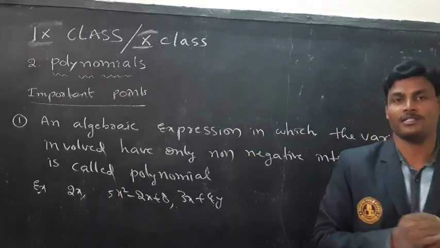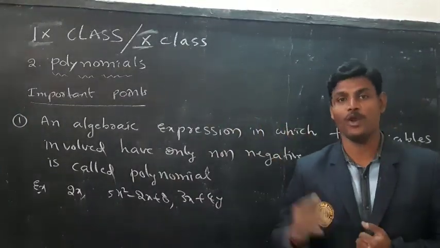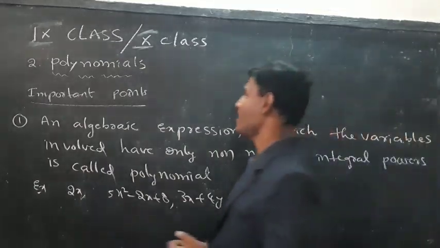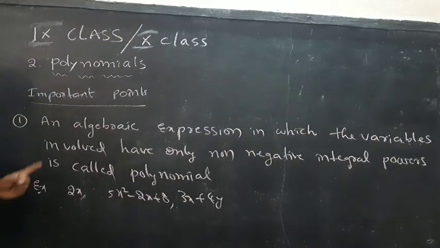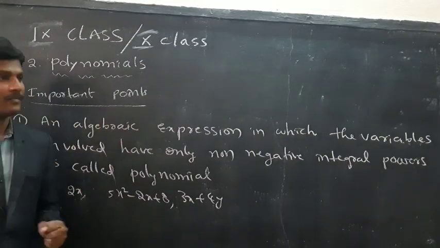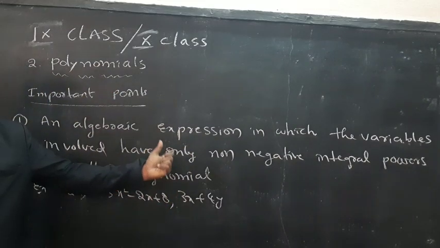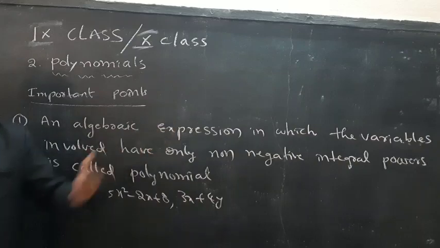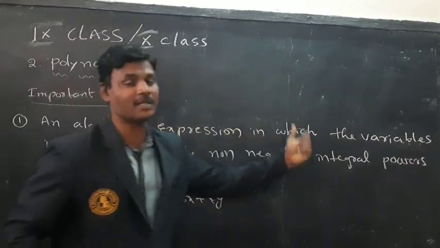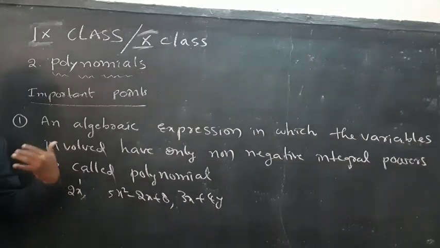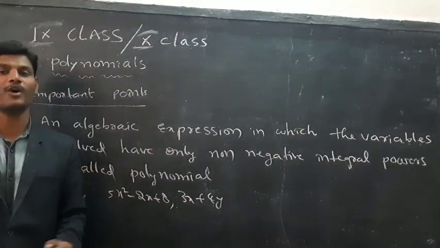Here are the basic, important points from polynomials. This chapter is important for 9th class and also 10th class. First of all, what is a polynomial? A polynomial is an algebraic expression in which the variables involved have only non-negative integral powers. It means non-negative integer powers. For example, 2x. Here x is a variable. What is the power of the variable? 1. So it is a positive integer. So these are examples of polynomials.